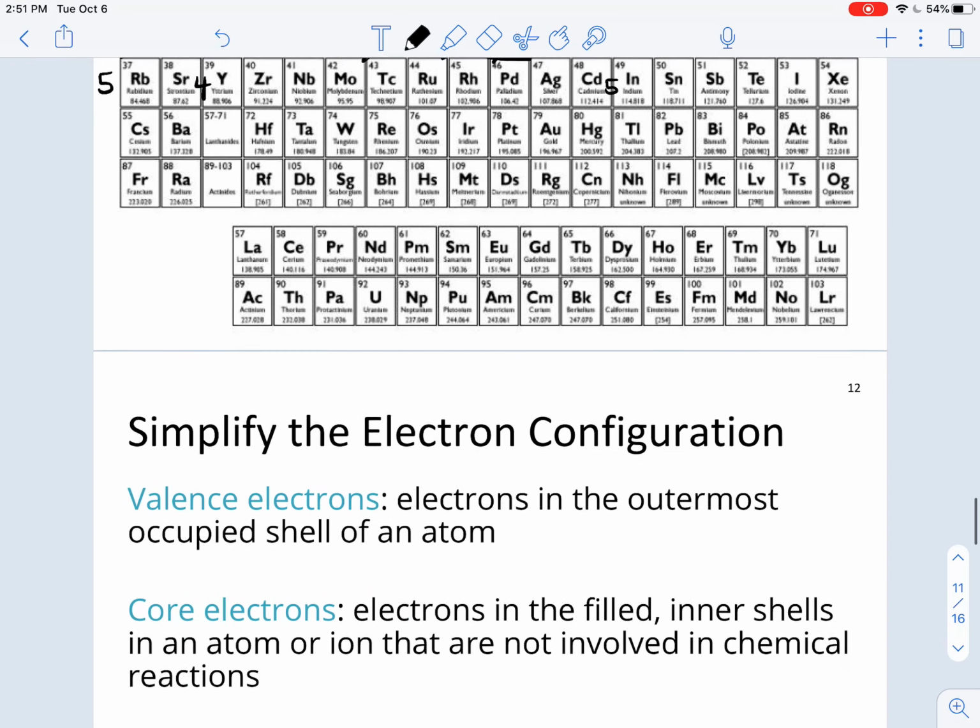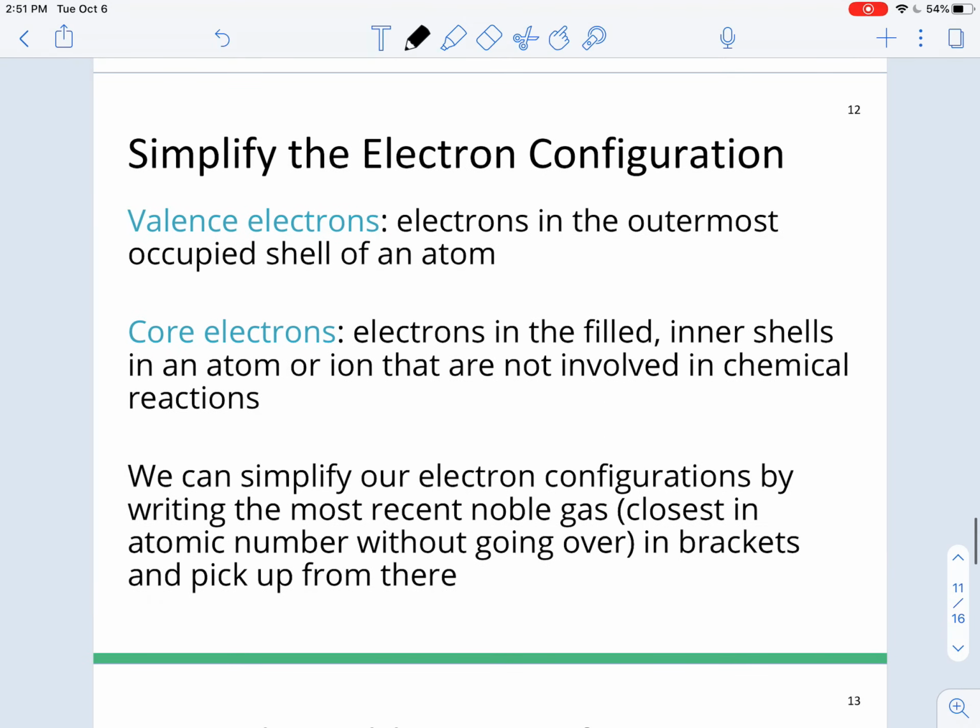There is a way to simplify the electron configuration by using valence electrons. Remember, we talked about this in physical science a little bit. Valence electrons are the electrons in the outermost occupied shell of an atom. So basically, we're looking at the highest principal quantum number.